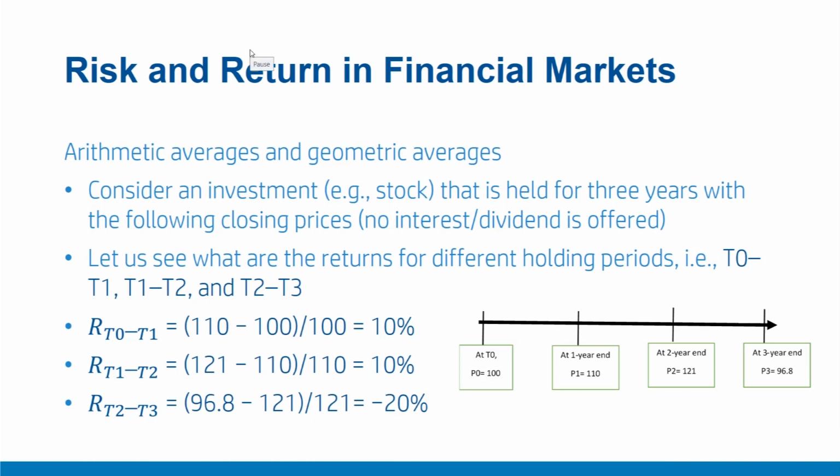Let us see what the returns are for different holding periods, that is t0 to t1, t1 to t2, t2 to t3. So r t0 to t1 equal to 110 minus 100 upon 100, which is equal to 10%. And r t1 to t2 is 121 minus 110 upon 110, which is 10%. And then r t2 to t3 equal to 96.8 minus 121 upon 121, which is equal to minus 20%.